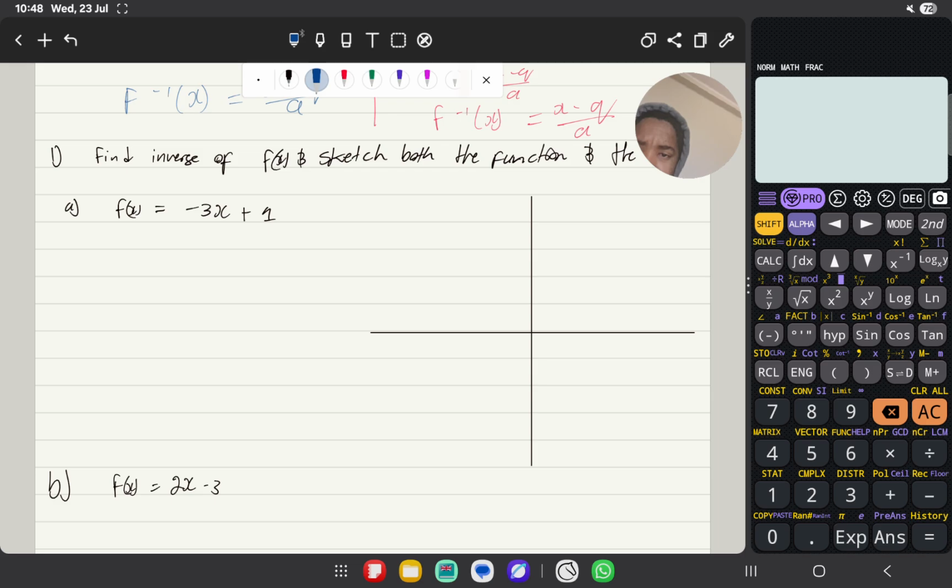Here, the x-intercept, y equals 0. So you have 0 equals minus 3x plus 1, 3x equals 1, x equals 1 over 3. So x is 1 over 3.